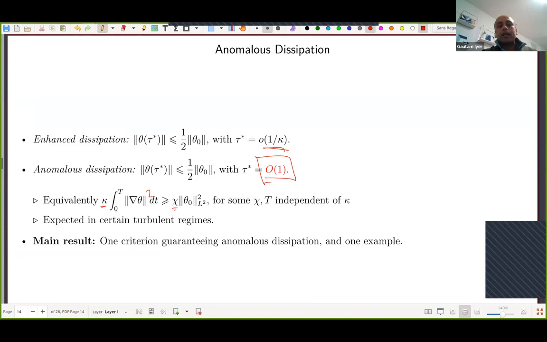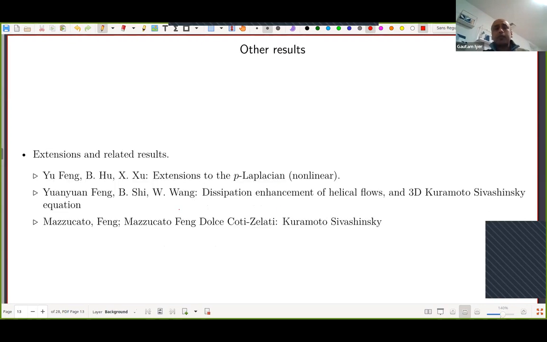So the time that I've taken is capital T, and the constant I've chosen on the right-hand side is chi. Both of them need to be independent of kappa. This is expected in certain turbulent regimes. So the main result that I'll talk about is one criterion that guarantees anomalous dissipation and one example satisfying this criterion.